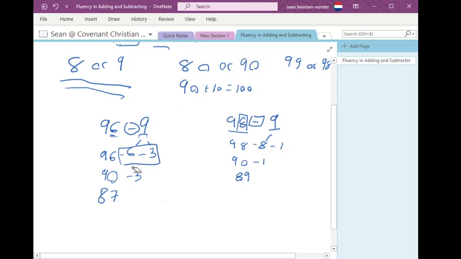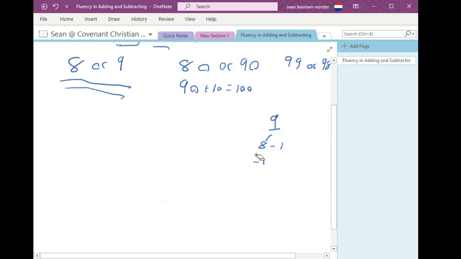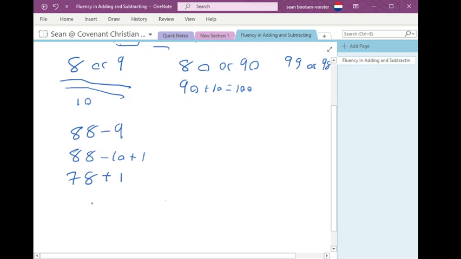We can also do similar to these 8 and 9 things here. We could do it with subtraction as well. So we can use tens instead, right? So if I have 88 minus 9, I could do the whole breakdown thing, or I could just say, well, that's very close to 88 minus 10 plus 1, because it'll be going back 1. This is going down by 1 more, which would be 78 plus 1, and then you'd have 79, right?